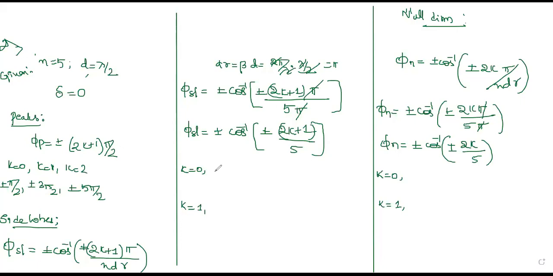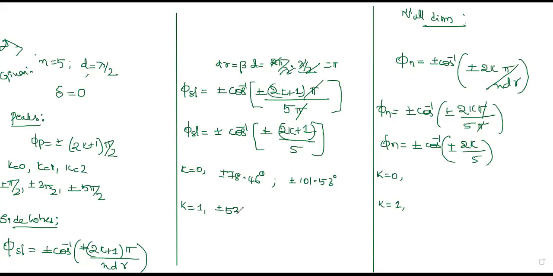What is the side lobe direction? For k is equal to 0 it is plus or minus 78.46. Another value 101.53, plus or minus 101.53 degree. Okay.